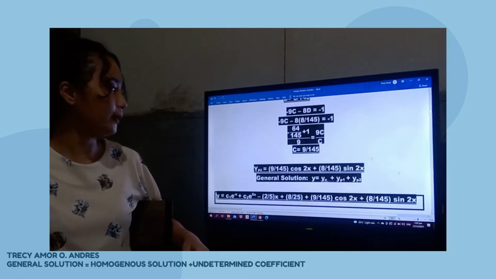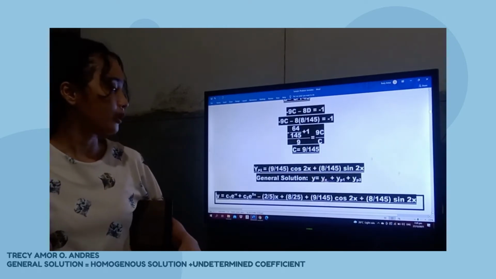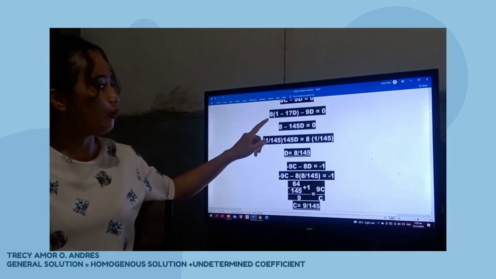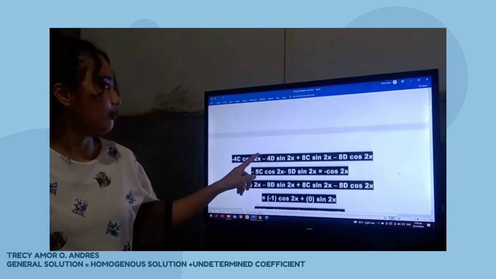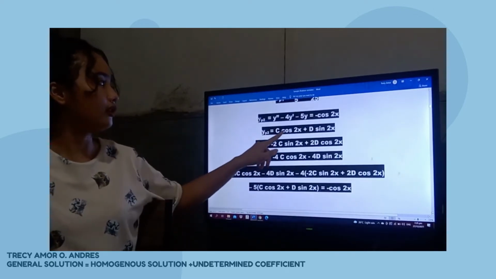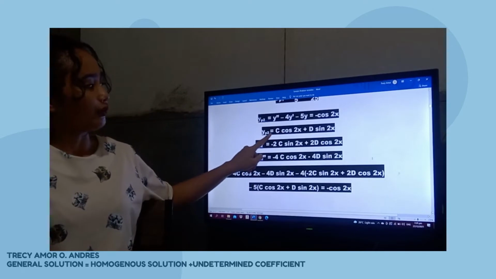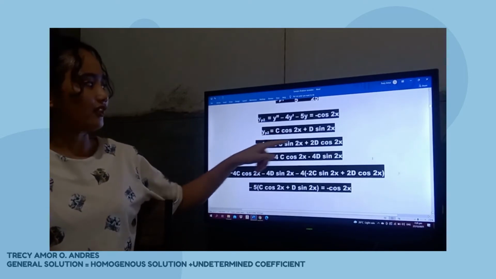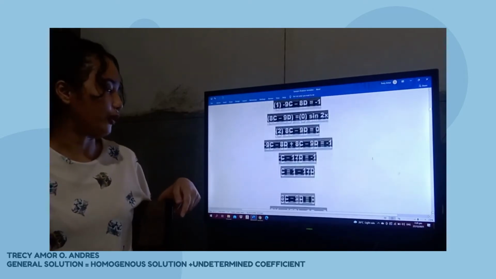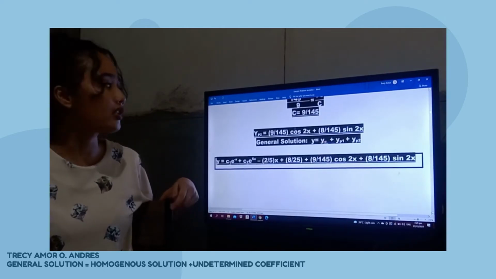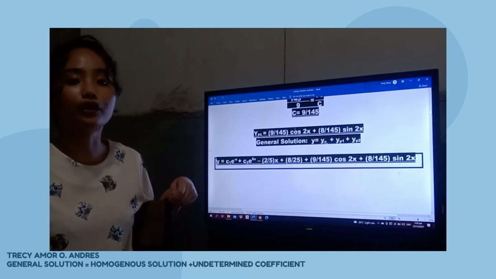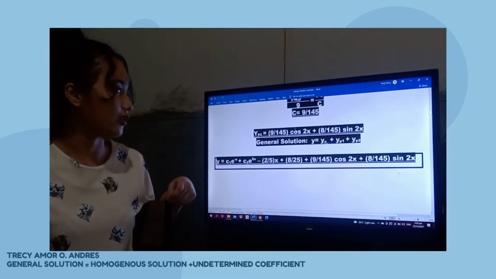So for particular solution 2, we will just substitute the values we have identified for c and d into the general equation, c cos 2x plus d sin 2x. So for particular solution 2, we have 9 over 145 cos 2x plus 8 over 145 sin 2x.